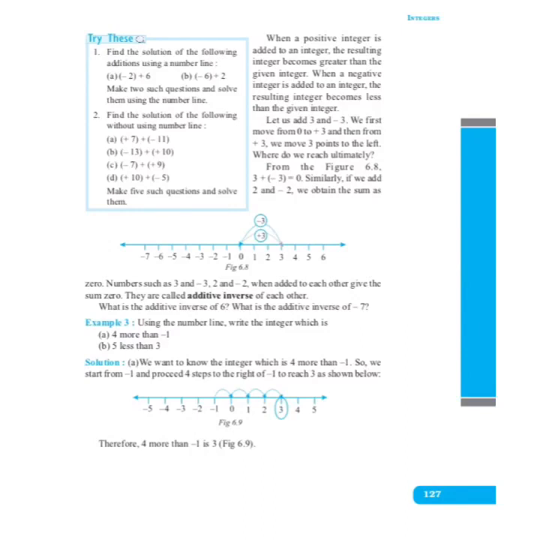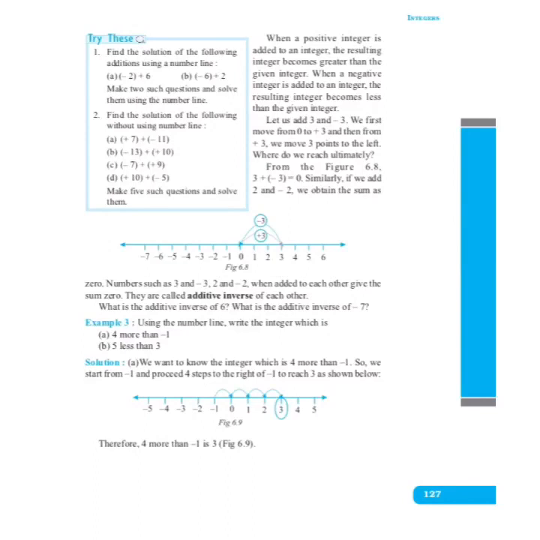In the same way, if we take 2 and minus 2, the same thing will happen, that we will obtain 0. Numbers such as 3 and minus 3, 2 and minus 2, 1 and minus 1, when added to each other give the sum 0 and they are called additive inverses of each other. For example, what is the additive inverse of 6? Yes, the additive inverse of 6 is minus 6.